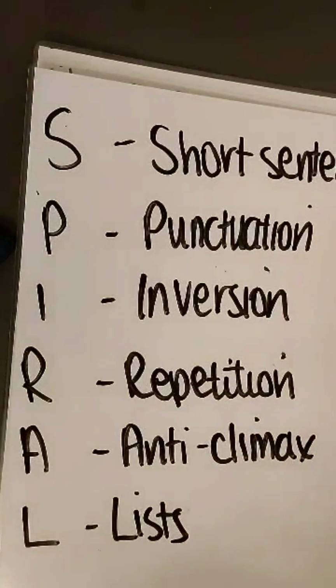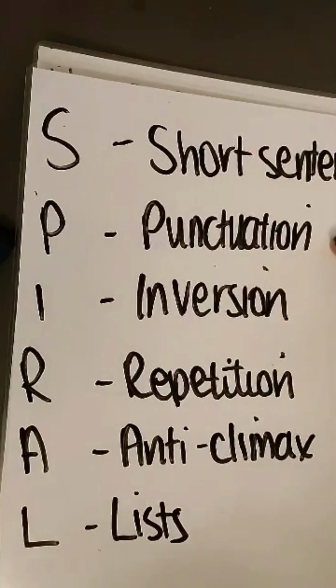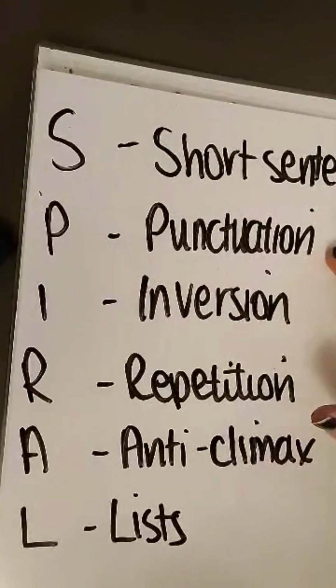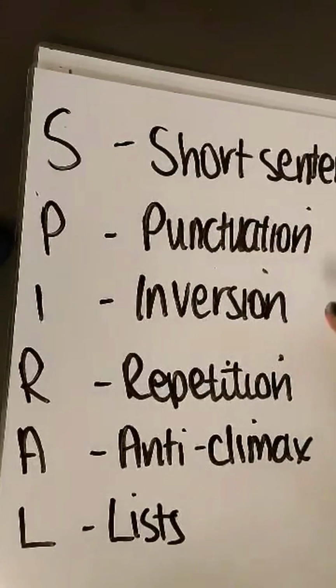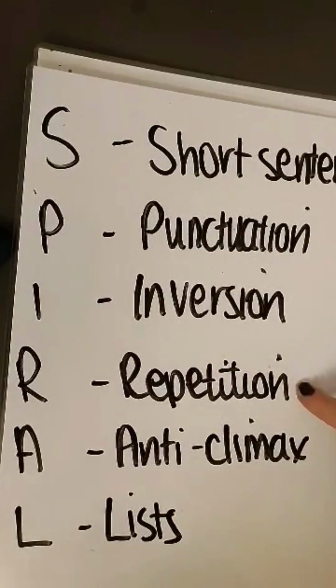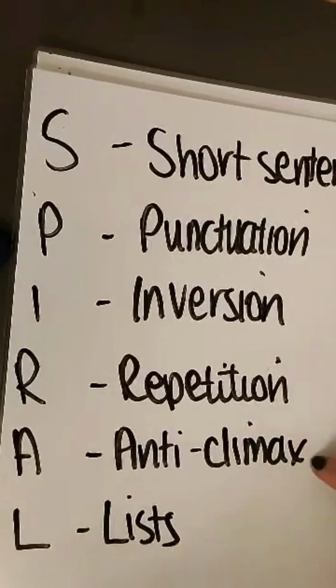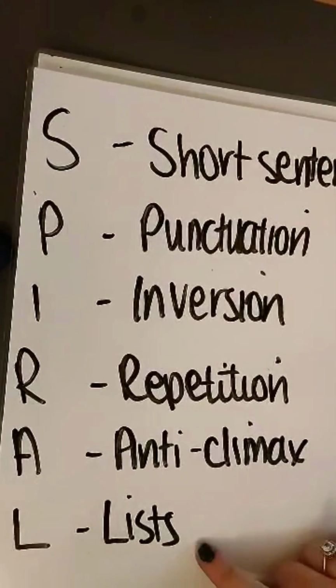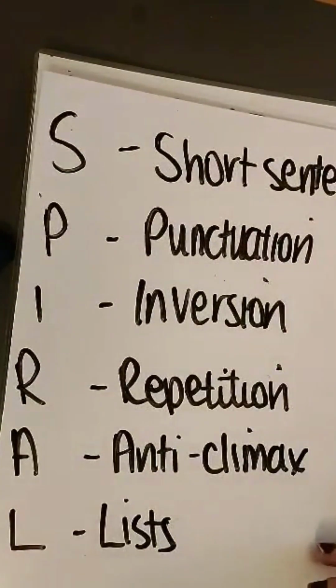So you've got short sentences, punctuation, and of course there's a lot in here as well. You've got inverted commas, exclamation marks, parenthesis, all of that good stuff. You've also got inversion, which is when the sentence order is a bit jumbled up. Repetition, when things are repeated. You've got anticlimax, also climax, and you've got lists as well. So you're looking for any of these things.